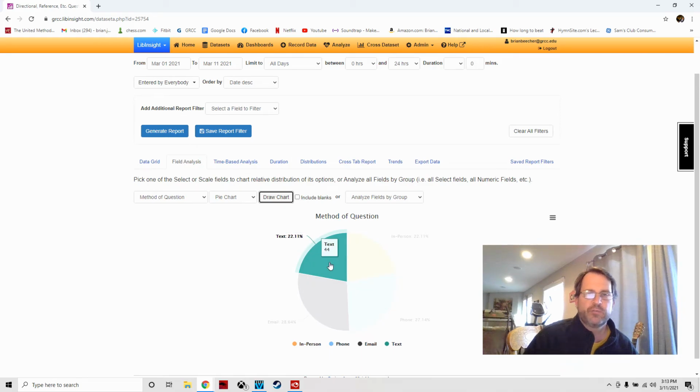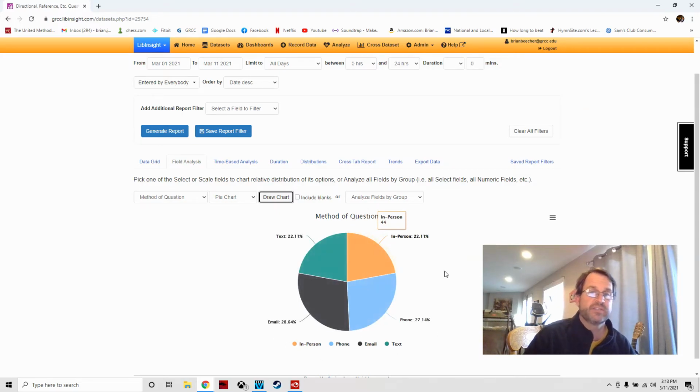21% of the questions, or 44, were texts that were sent in. 57 questions, which is 28%, were emails. 54 questions, or 27%, were phone. And 44, or 22%, were in person.